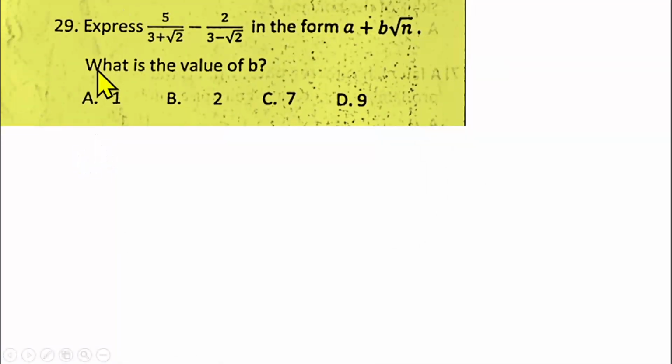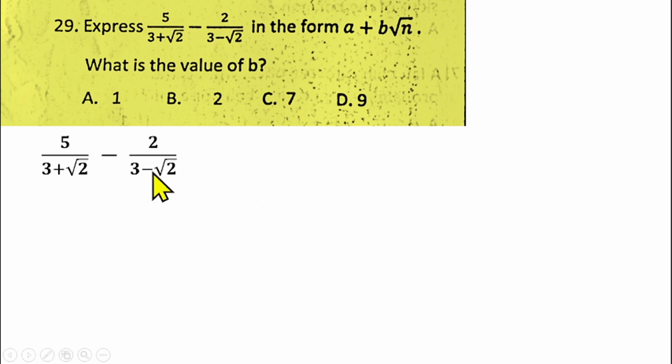Then also we have to express 5 over 3 plus surd 2 minus 2 over 3 minus surd 2 in terms of a plus b surd n. What is the value of b? So that is to say we have to simplify this surd, then our answer should be in this format. From there, you'll be able to know the value of your b, which is the coefficient of surd n.